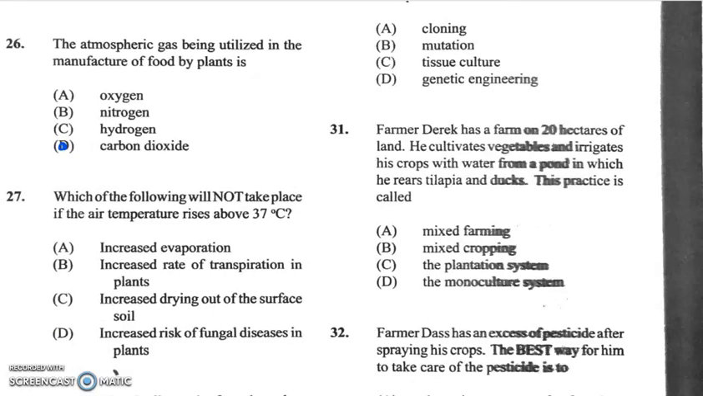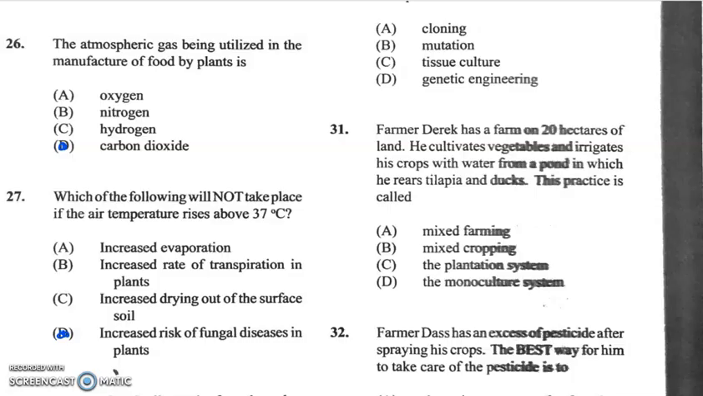Question 26. The atmospheric gas being utilized in the manufacture of food by plants is carbon dioxide. And we know that carbon dioxide gives off water and oxygen. Question 27. Which of the following will not take place if the air temperature rises above 37 degrees Celsius? And the answer to question 27 is D. Increased risk of fungal diseases in plants.